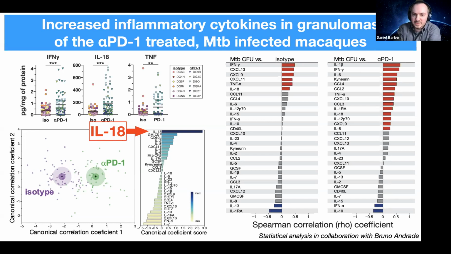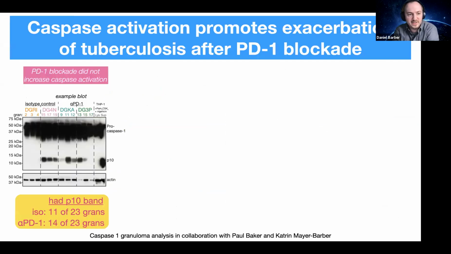And interestingly, the top candidate was IL-1 beta. So IL-1 beta in the isotype control treated granulomas had no correlation with bacterial loads, but in the anti-PD-1 treated granulomas, it was actually the highest Spearman correlation coefficient. And this really caught our attention because these are both inflammasome generated cytokines. And so this led us next to look at inflammasome activation in these granulomas.